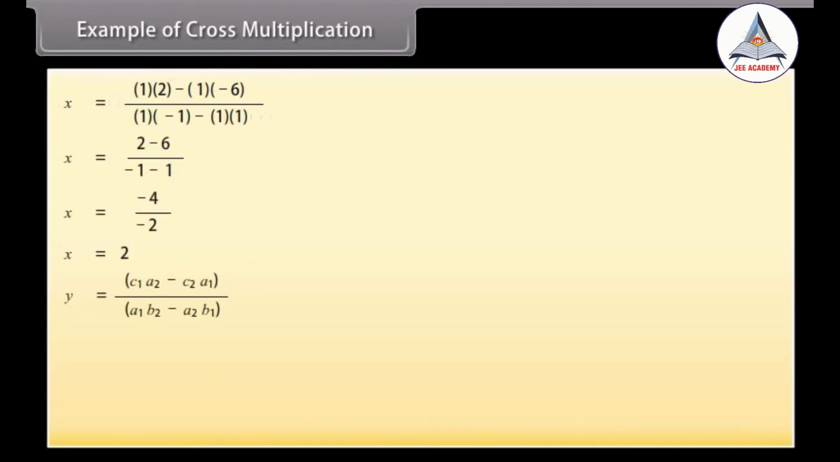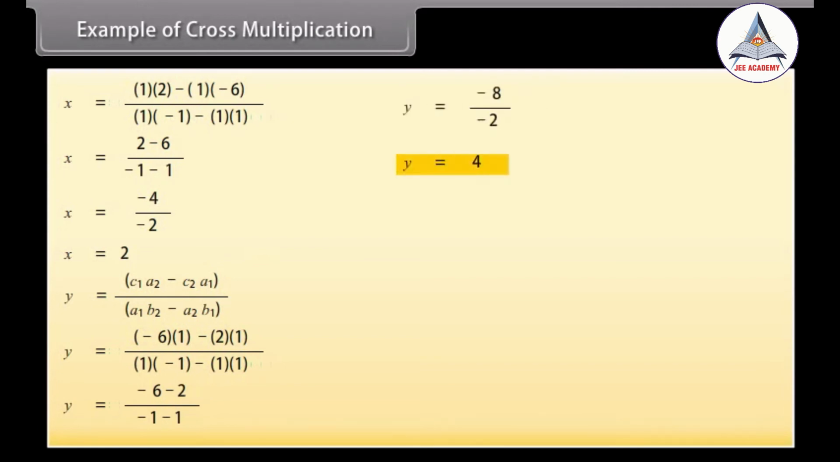y is equal to (c1 a2 - c2 a1) upon (a1 b2 - a2 b1). Now by substituting the values we get y is equal to (-6 into 1 minus 2 into 1) upon (1 into -1 minus 1 into 1). By calculating we get y is equal to 4. Therefore the solution is (2, 4).